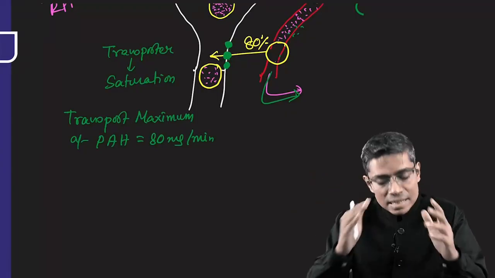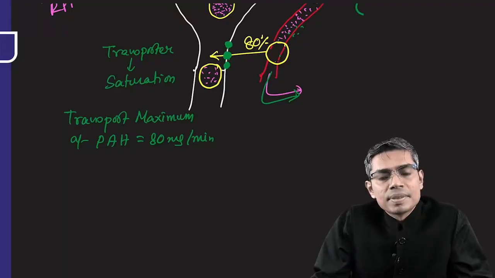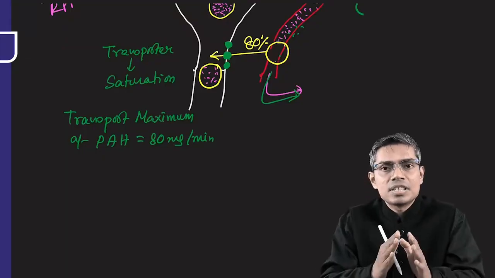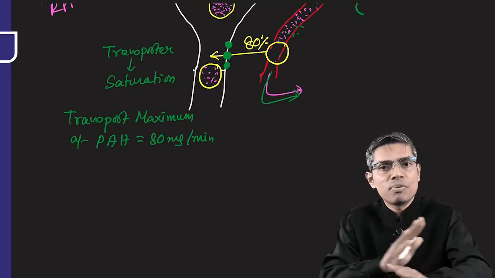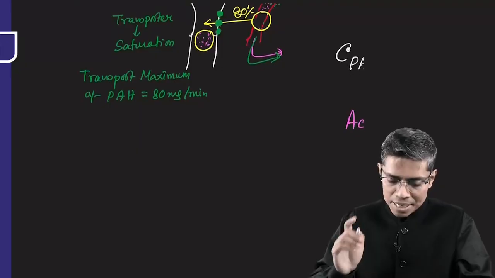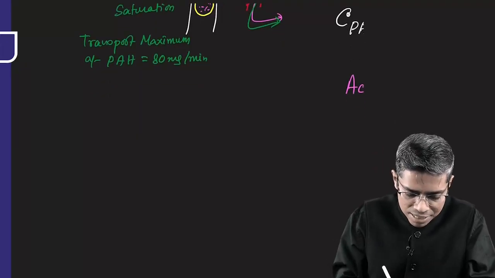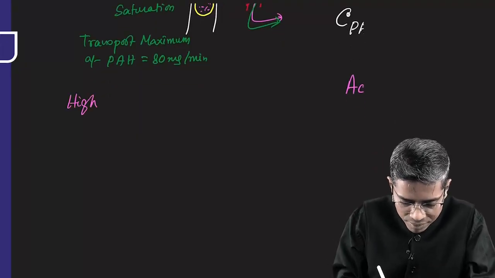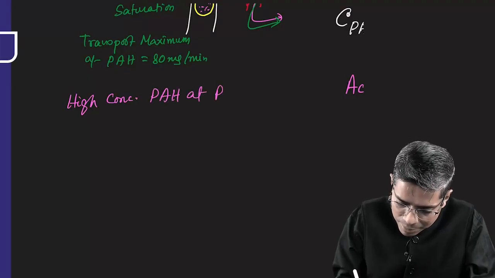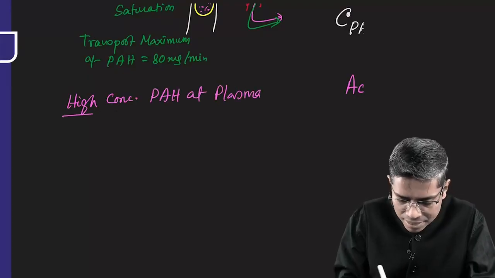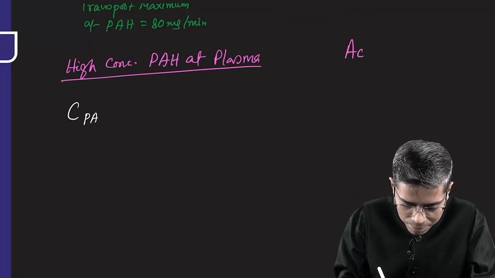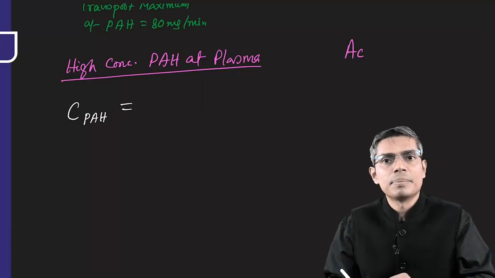That means in 1 minute, 80 milligram of PAH from the peritubular capillary can be secreted at the level of proximal convoluted tubule. But if the amount is more than that, then all the transporter protein, all the carrier protein will be saturated, and secretion will reach the maximum limit. No further increment of secretion is possible. So, when the concentration of PAH at the level of plasma is very, very high, in this condition, if you measure the clearance of PAH, what will happen?